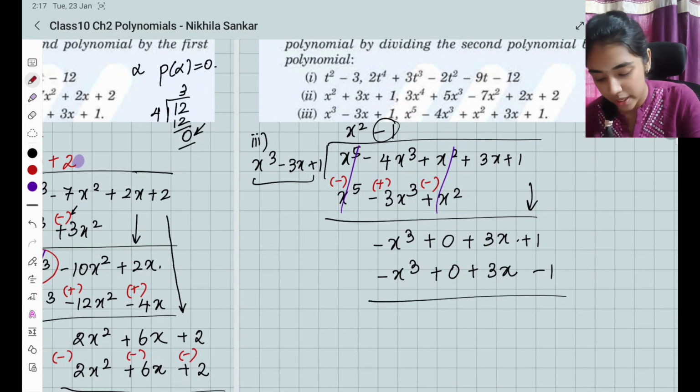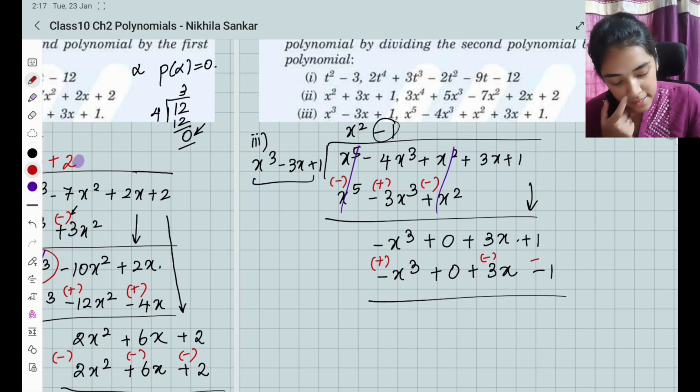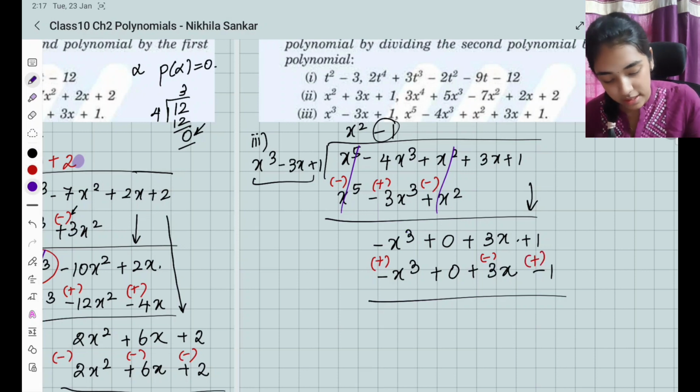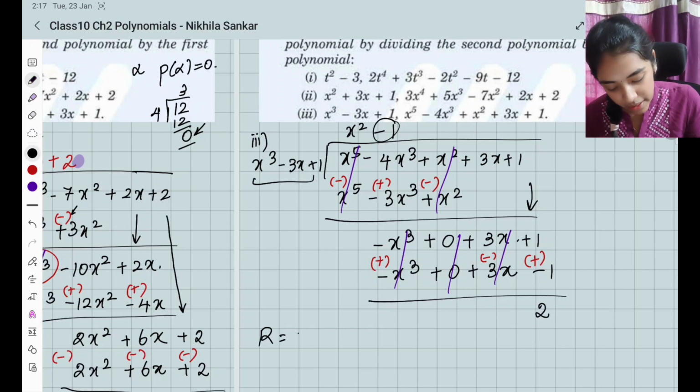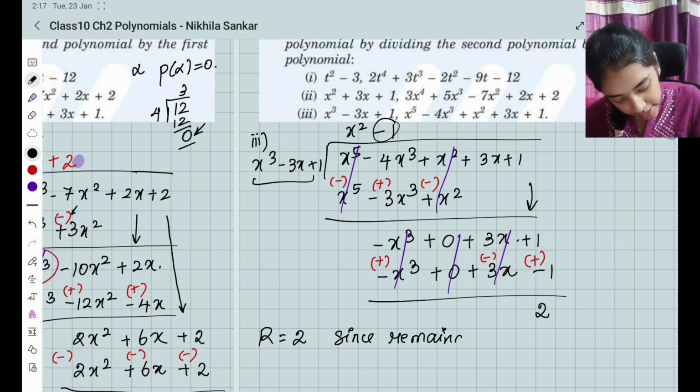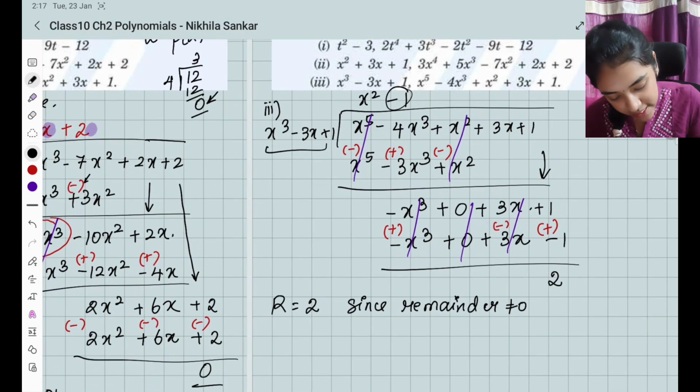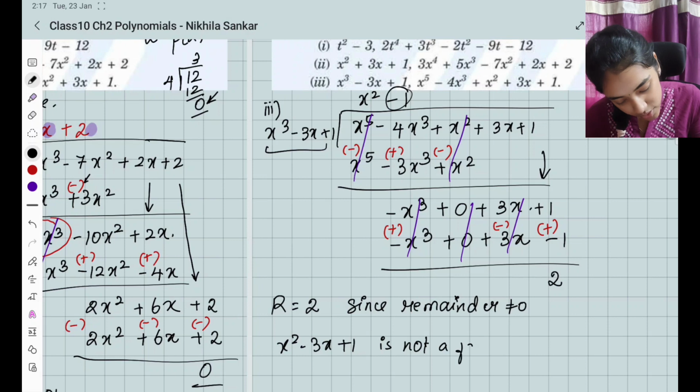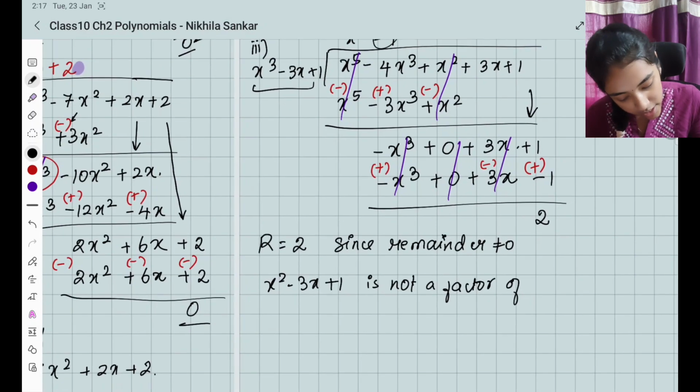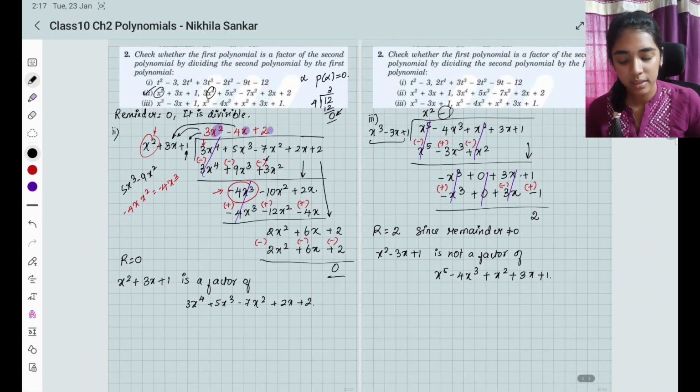Okay. So when I subtract, minus becomes a plus. Then this is a 0. This becomes minus and this becomes plus. Overall this is getting cancelled. This is getting cancelled. This is getting cancelled. But this is going to be 1 plus 1. So the remainder equals 2. Since the remainder is not equal to 0, we can say that x square minus 3x plus 1 is not a factor. Okay, so this is how you write it in your exam. Not a factor of, what is the question? x power 5 minus 4x cube plus x square plus 3x plus 1. Okay, please copy.